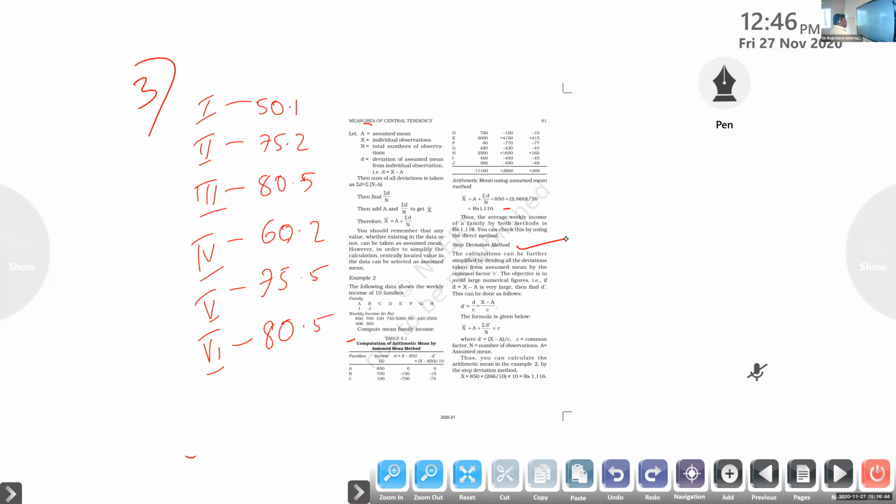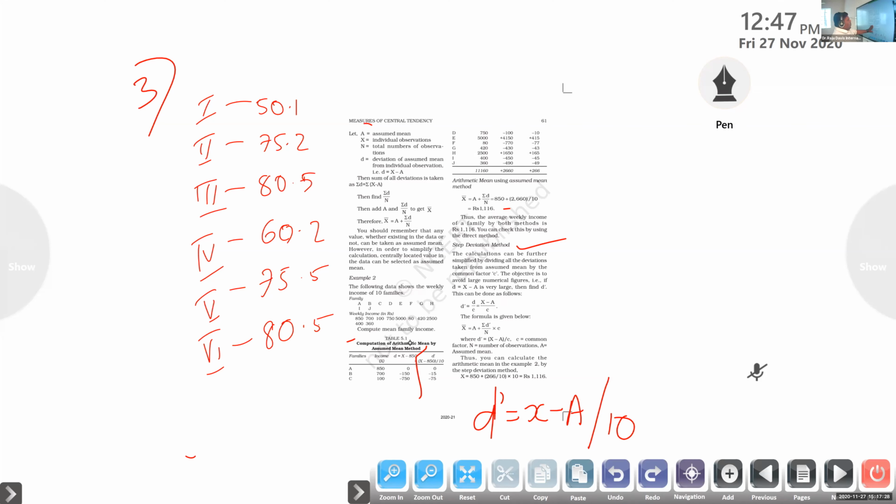In the step deviation method, it's almost the same; we only need to find all this data, but there's a small change in the equation. Here we find the d dash. D dash is x minus the assumed mean, divided by 10. So the equation is d dash equal to x minus a divided by 10, where x is the income of the family and a is the assumed mean. That is the d dash here.